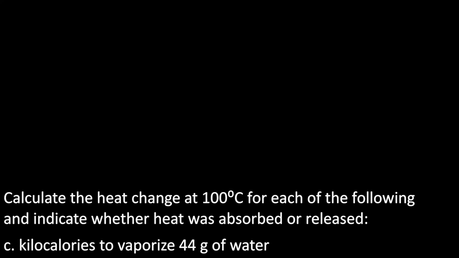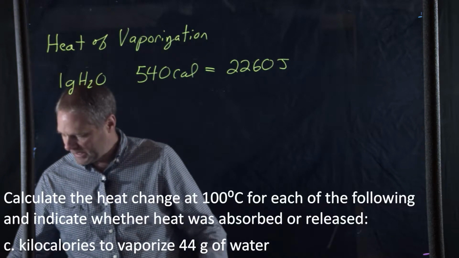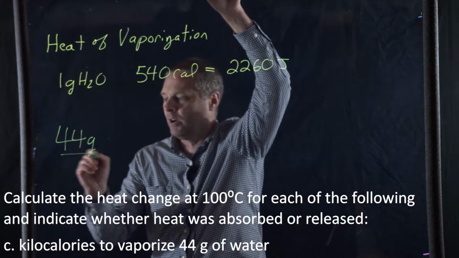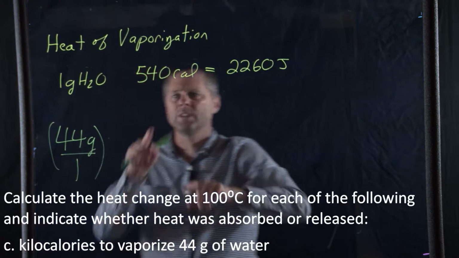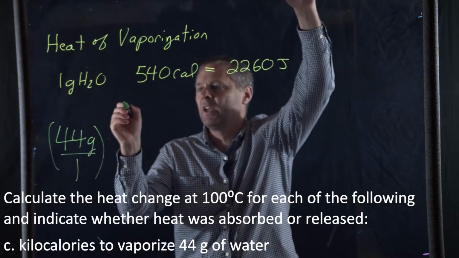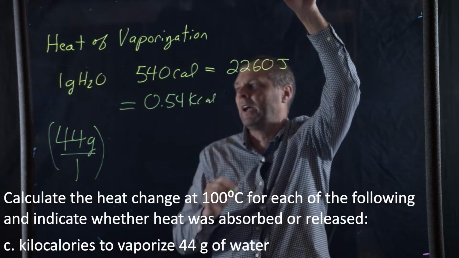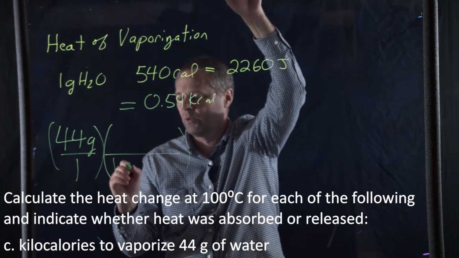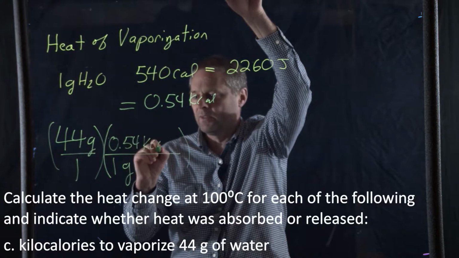Now for this portion of the problem, what we need to do is determine the kilocalories to vaporize 44 grams of water. So we start with the 44 grams of water. Now it's asking for kilocalories, but what's given to us is calories. So we could divide this by 1,000 or move the decimal point 3 places to the left, and so this becomes equal to 0.54 kilocalories for 1 gram of water. So we'll just simply use that conversion, and for our 1 gram of water, there's going to be 0.54 kilocalories.